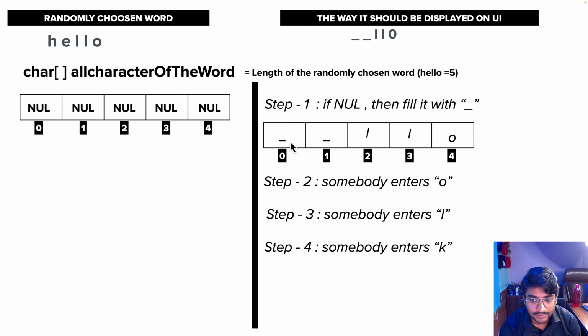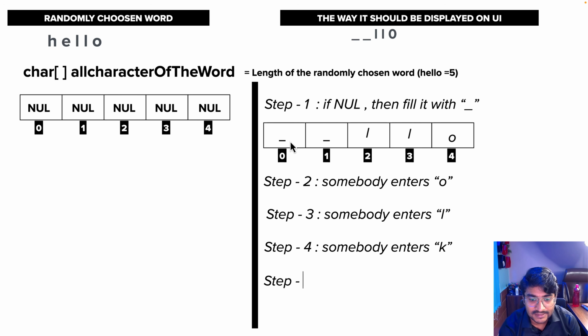Let's say K. Now if K is present in either of these words... but there is no K present, so there is nothing to do. We will leave everything as it is. So K is not there, so it's a wrong guess, right?